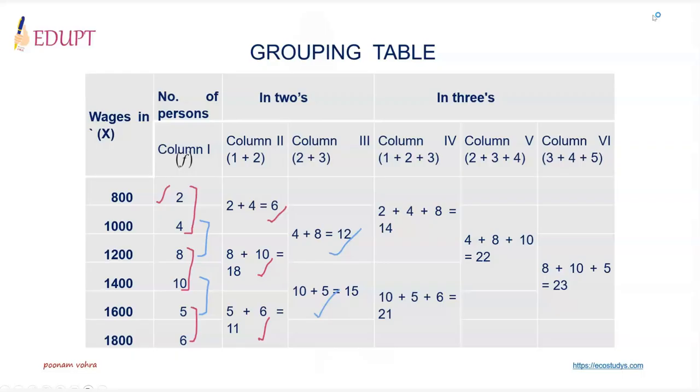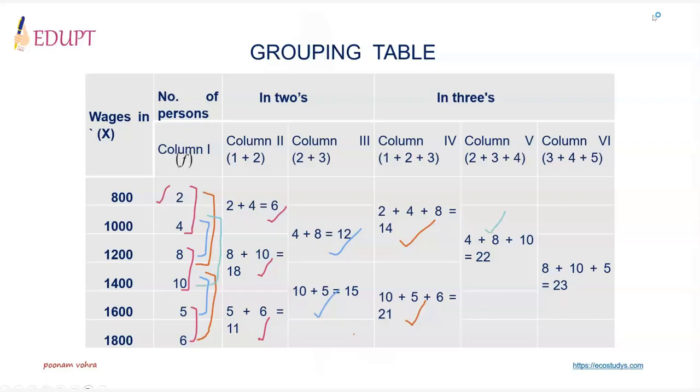That is, the first group would be 2, 4 and 8. That is 14. And the second group is 10, 5 and 6. That is 21. And the fifth column also comprises a group of 3, which is, leaving the first one, we have 4, 8 and 10.